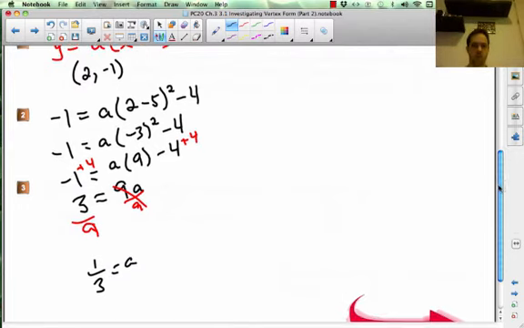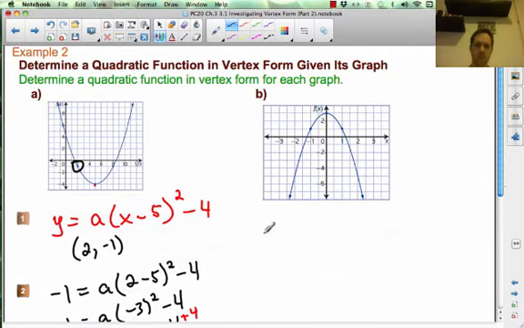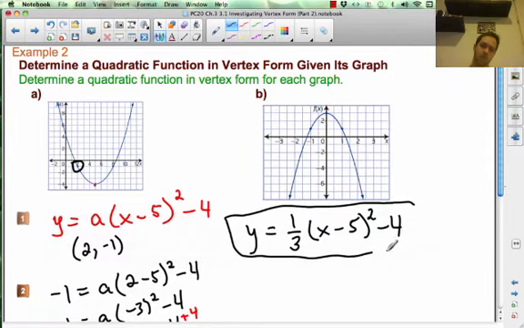So a equals 1/3. Once we have our a value, we can go back up and substitute it into our equation. 1/3 times x minus 5 all squared minus 4. And using this equation, we can get every value that appears on this curve infinitely up and out.